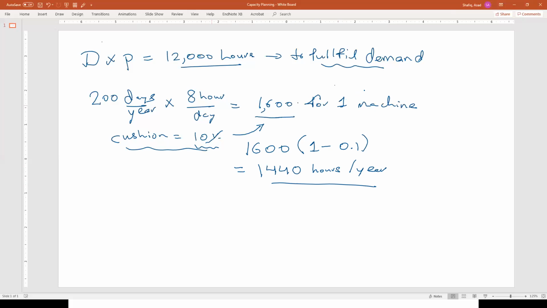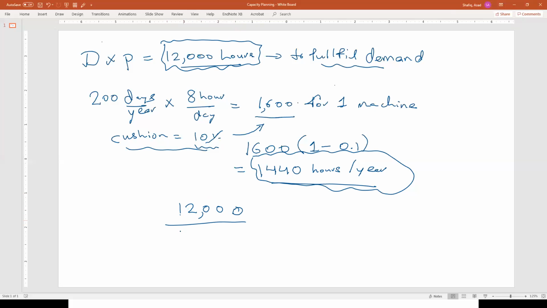Now, basically, we need 12,000 hours to fulfill demand. We have 1,440 hours from one machine. So how many machines do we need? The total hours needed is 12,000. The total hours we have from one machine is 1,440.